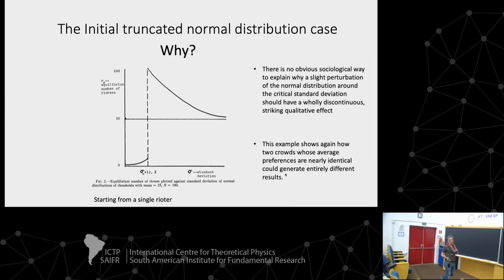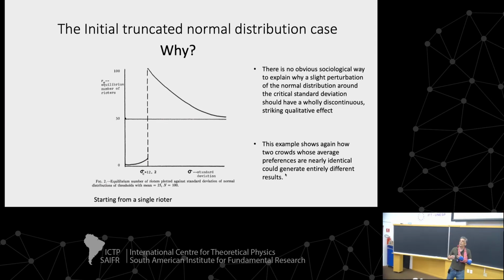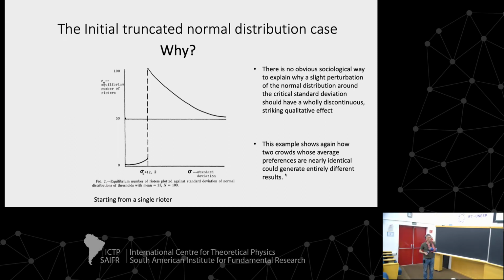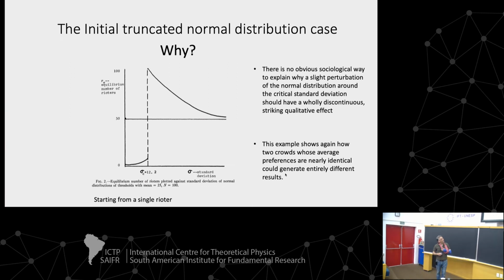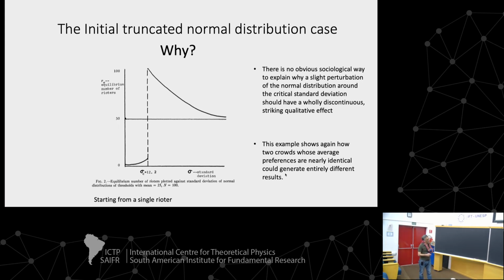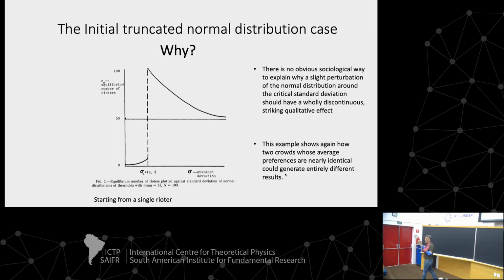If you use not a uniform distribution, but a truncated Gaussian distribution, where the threshold has to be between 0 and 1, it looks something like this, as Granovetter also notes. This is the number of rioters as a function of the standard deviation of the initial distribution. And we can see that a critical value of the variance appears, at which there is a huge change in the outcome.